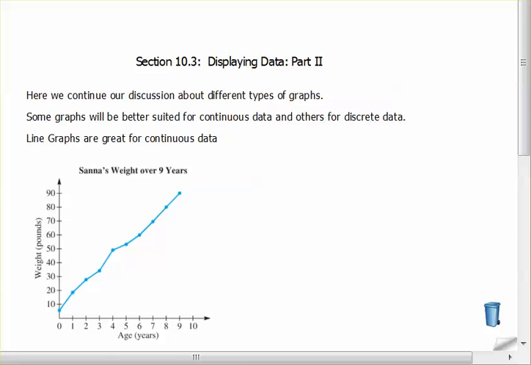So line graphs are great for continuous data. Now, what that means is literally what it says. The data continues. It's all in the name. For instance, someone's height. If you were to measure a child's height as they were growing up, like every year on their birthday, let's say that one year they were 4 foot 2 inches, and the next year on their birthday they were 4 foot 5 inches.